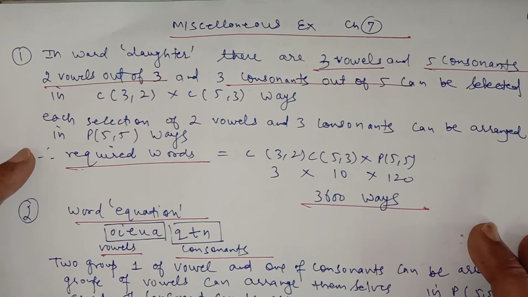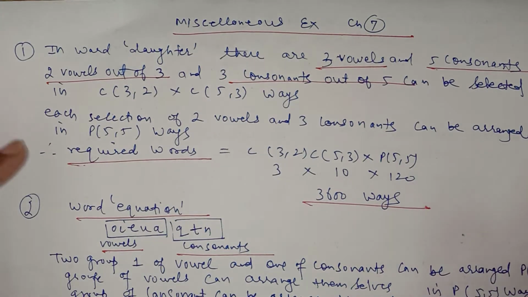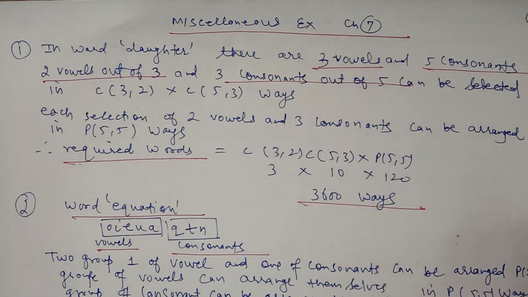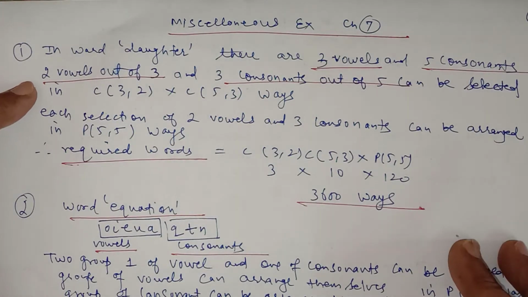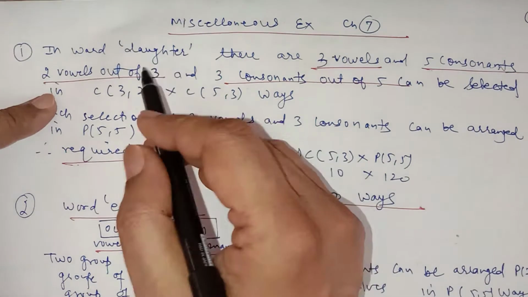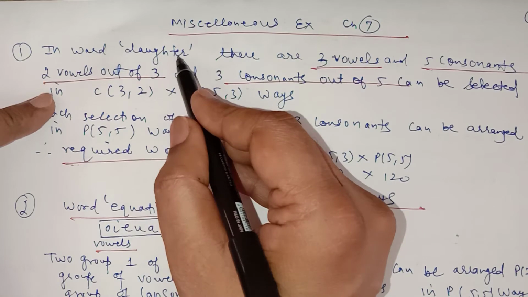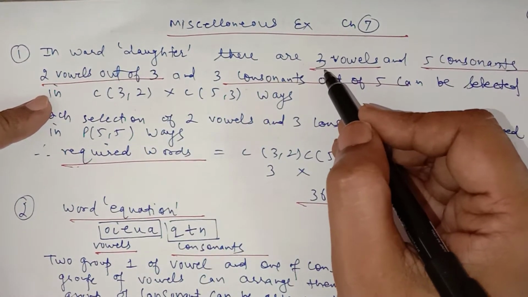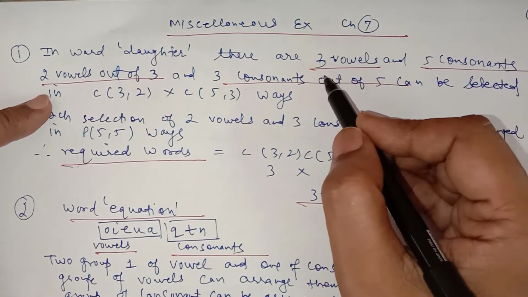Now we are starting with the miscellaneous exercise, and there are good questions in this exercise also, in which in some questions permutation and combination both will be used, as in question number 1. In question number 1, there is the word DAUGHTER, in which you have to make 5-letter words, in which 2 should be vowels and 3 should be non-vowels, that is consonants. So in the word DAUGHTER there are 3 vowels, A, U and E, and the remaining 5 are consonants. So you have to make a word containing 2 vowels and 3 consonants.